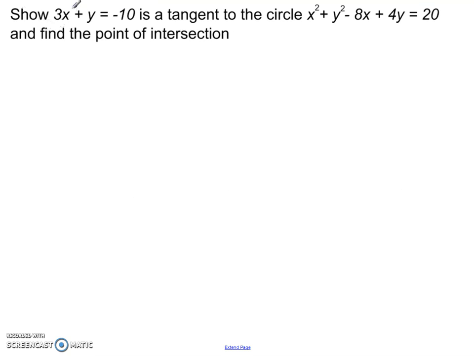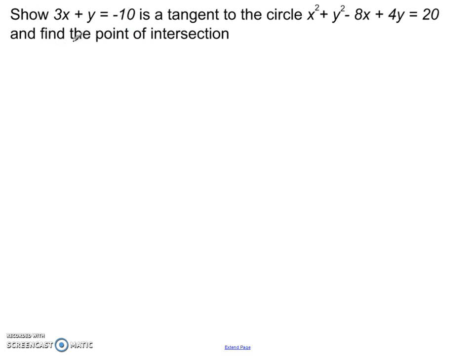So the first one, I want to show that 3x plus y equals negative 10 is a tangent to this circle here. Now when you've got a question like this, it's a few easy steps. The first one is make sure this is in the form y equals mx plus c, so y equals something. Then you substitute it into the equation here. What will happen then is you'll get a quadratic in terms of x. You then want to solve the quadratic, i.e. get it equal to 0 and factorise it. Now if this is a tangent, you'll get one single answer to this. You'll get a repeated root. You can then use that to figure out the y part of the coordinate.